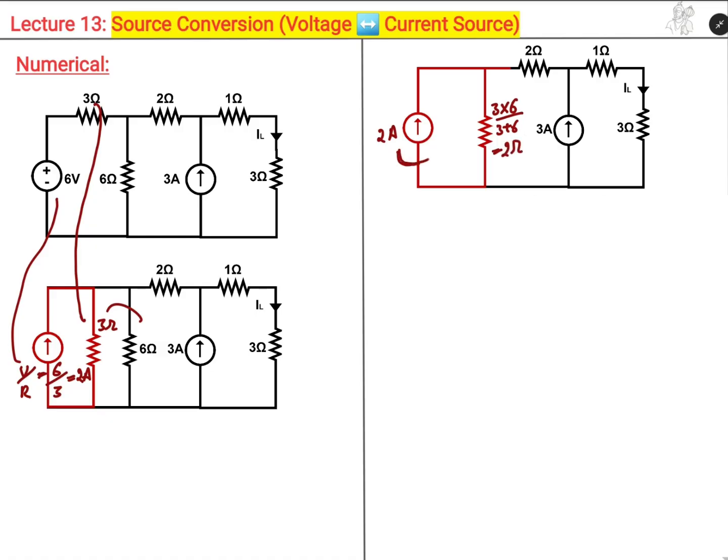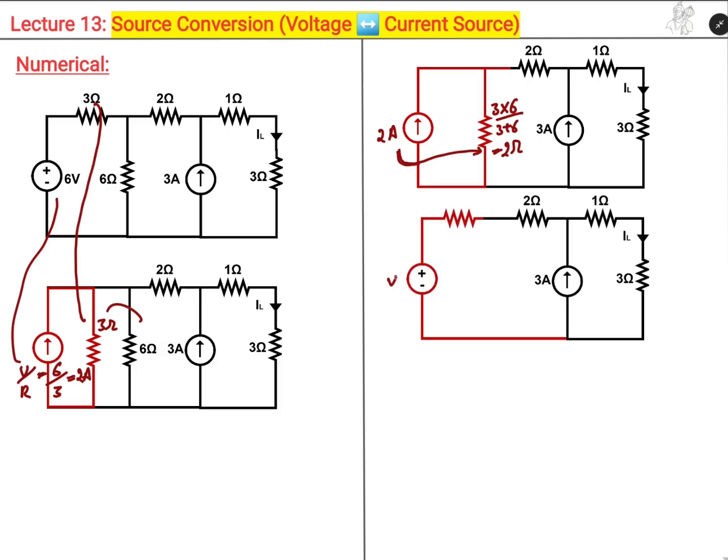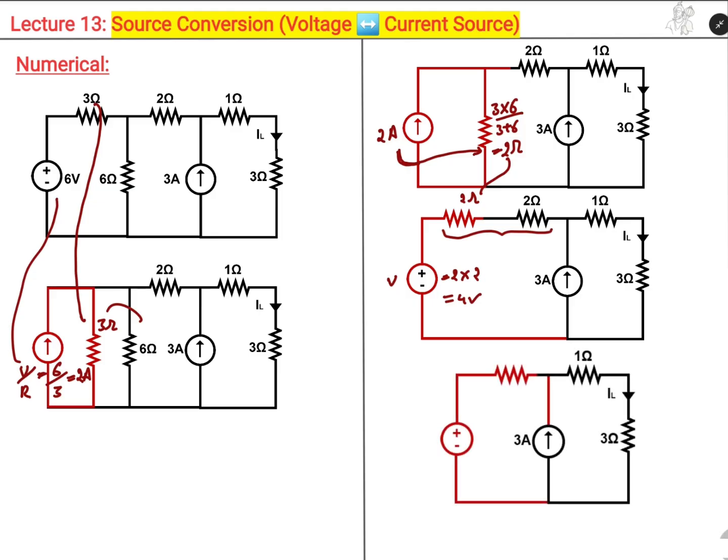Now we have a current source in parallel with a resistance, so it can be converted into a voltage source in series with a resistance. The 2 ohms is directly written here, and the voltage value will be simply equal to I into R, that is 2 into 2, that is 4 volts. Now we can see that these two resistances are in series, so they can be directly added, and it becomes a 4 ohm resistor, with a 4 volt source.